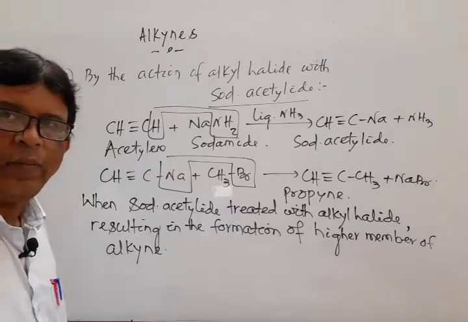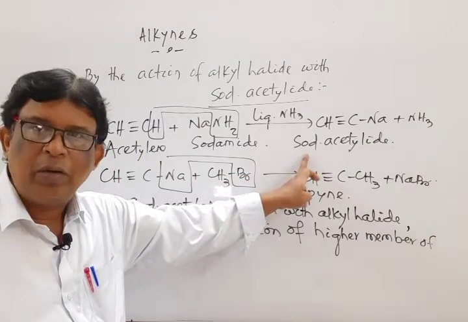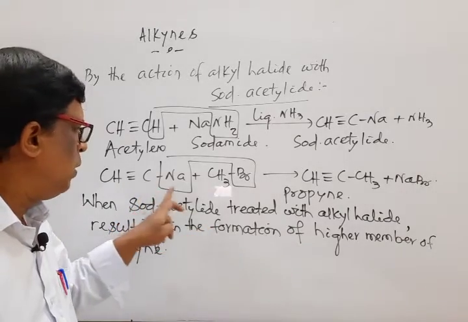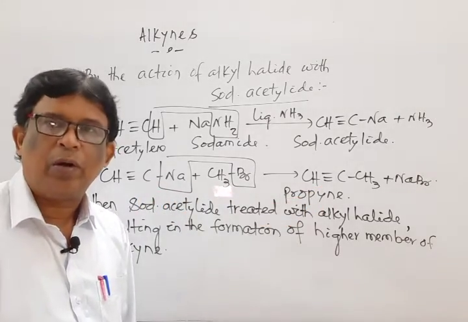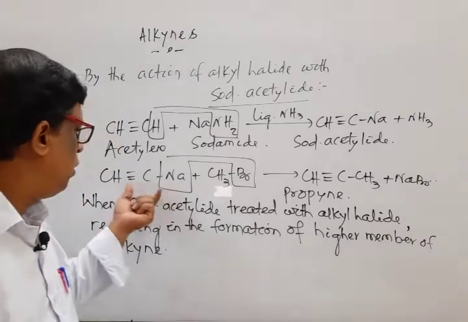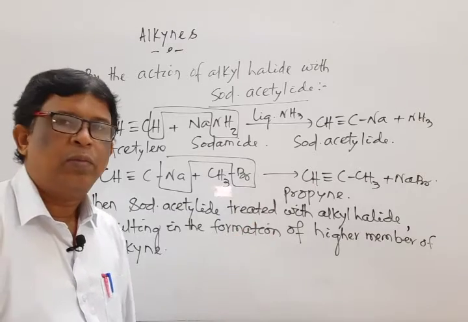Okay, I repeat again. In the first step, sodium acetylide is formed. In the second step, sodium acetylide reacts with alkyl halide to form higher member of alkyne. Here, sodium acetylide reacts with methyl bromide to form propyne.